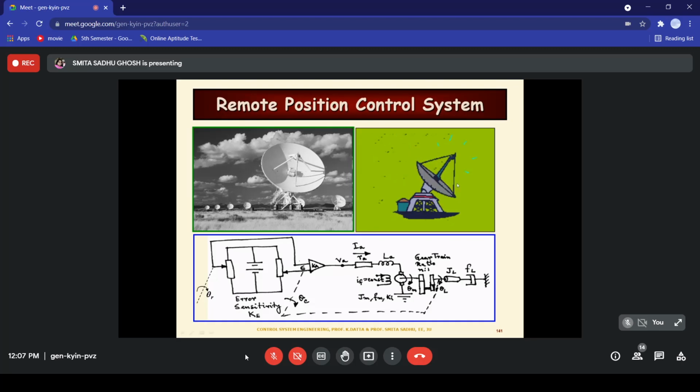So the dish would be moving in the direction of the target. Even if the target is stationary, it may so happen that there are some disturbances which are disorienting the angular orientation of the antenna, and as a result, the antenna has to be properly positioned again. So the remote position control system will do that job of pointing the dish towards the target. What you see at the bottom is a schematic diagram of the system that we are about to study, which will do the task that we have discussed. I'll come to the details of the notations, and finally we will get to the model, that is, we will derive the transfer function for this particular remote position control system.